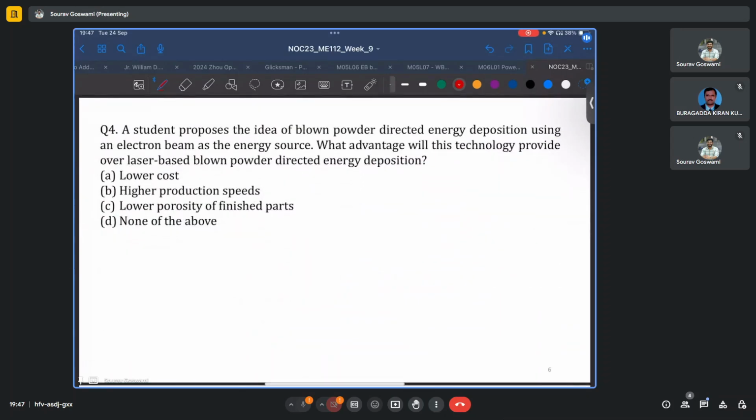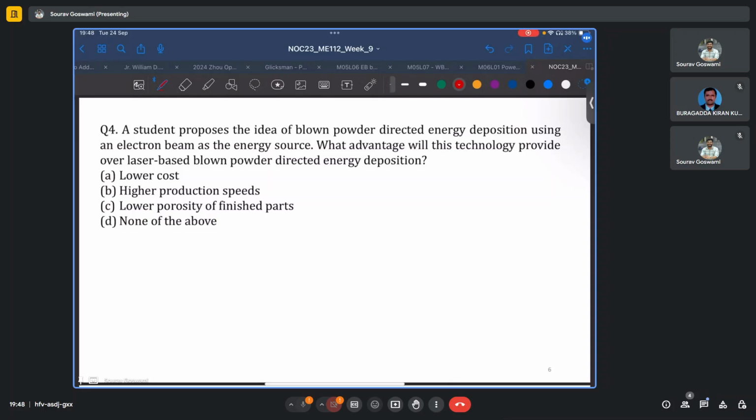A student proposes the idea of blown powder directed energy deposition using an electron beam as the energy source. What advantage will this technology provide over laser-based blown powder directed energy deposition process? Will it have a lower cost? Will it have higher production speeds? Will it have lower porosity of finished parts?